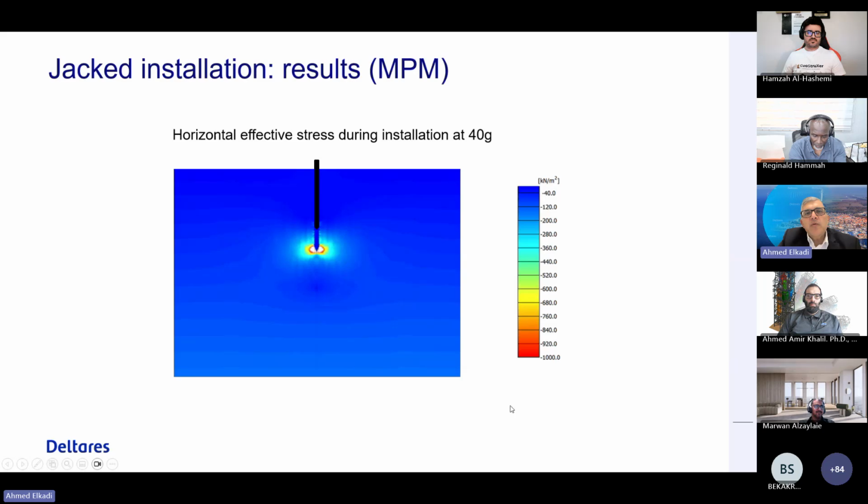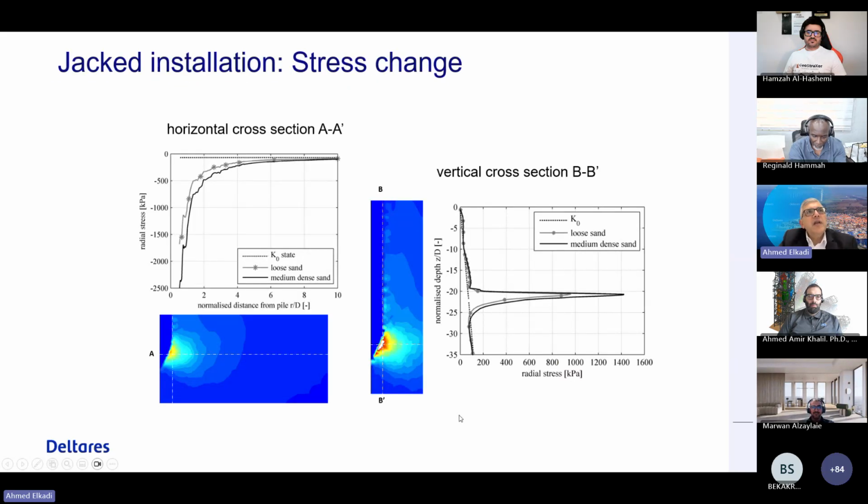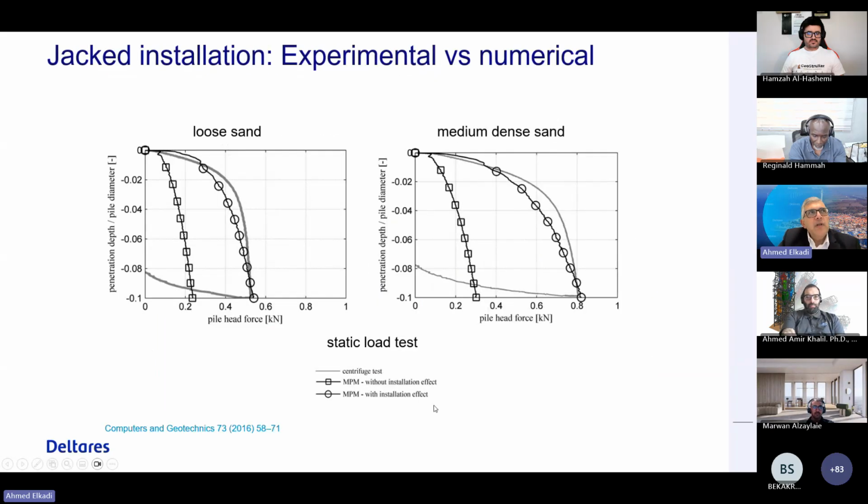This is numerically what we can get, so it can of course represent the installation effect. We can get stresses and strains in the media, and we can extract this information and look carefully, for example, near the tip of the pile, at what's happening in terms of stresses or strains, if we need that. And we looked at the loose sand and the medium dense sand. And then we compared it to the experimental work.